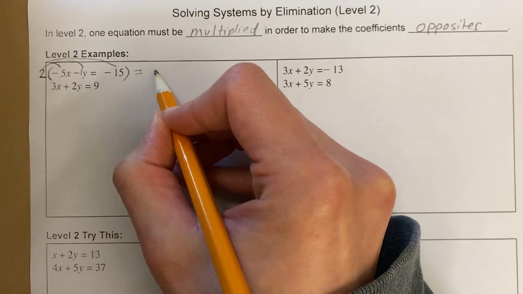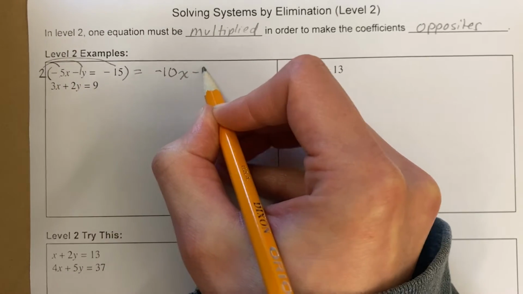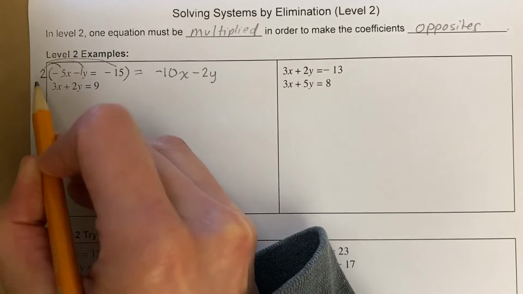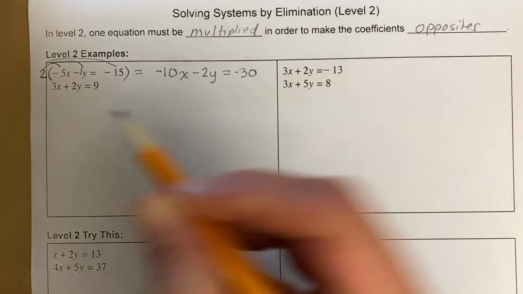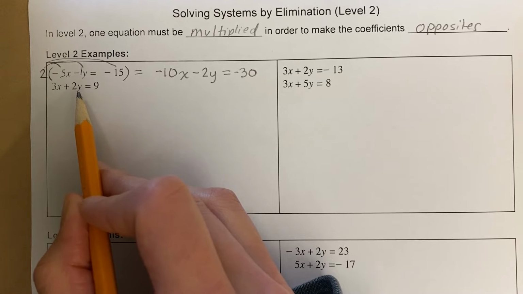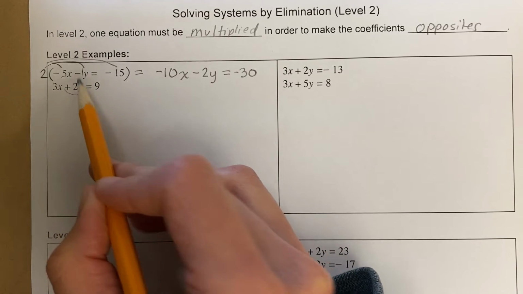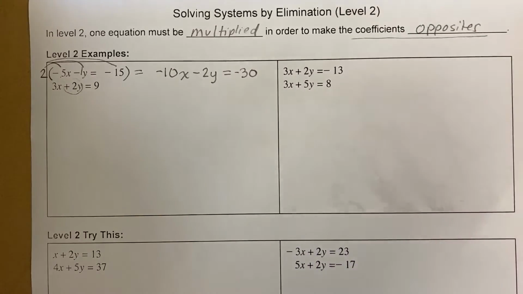2 times negative 5 is negative 10, so this is negative 10x. 2 times negative 1y is negative 2y. And 2 times negative 15 is negative 30. Now, see this other equation? I'm not going to multiply that one. Why? Because look, I already have a 2y here, and I have a negative 2y here, and that's what I want. Remember, I want the coefficients to be opposites.